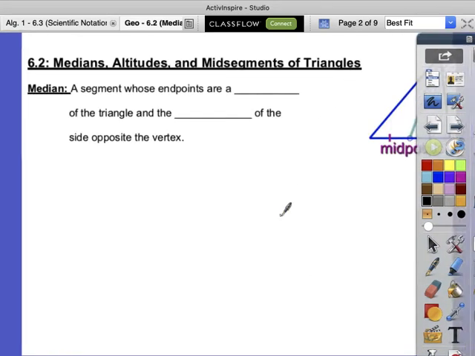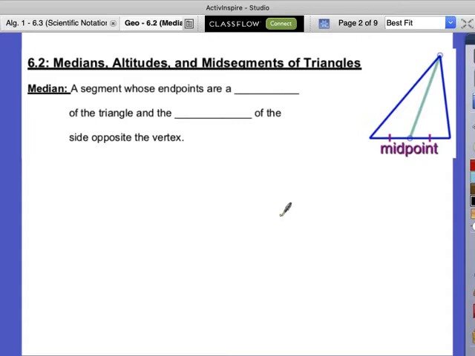Today we're going to go over medians, altitudes, and mid segments, honors geometry. Use and identify medians, altitudes, and mid segments, section 6.2.